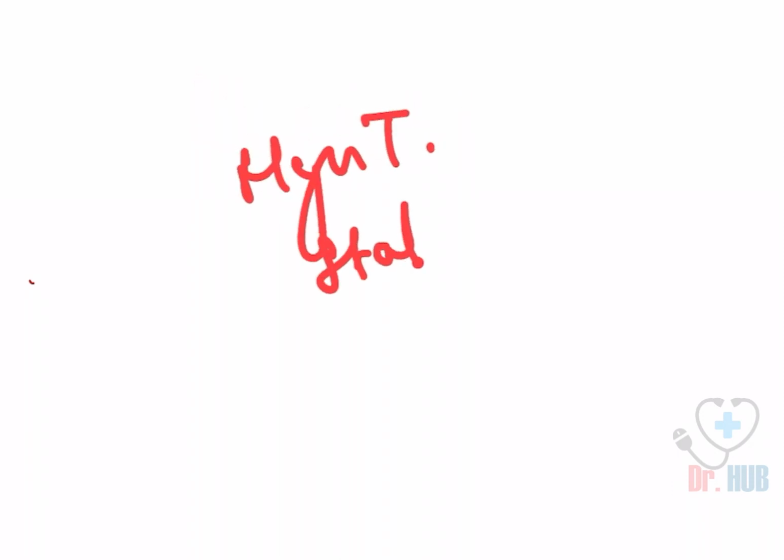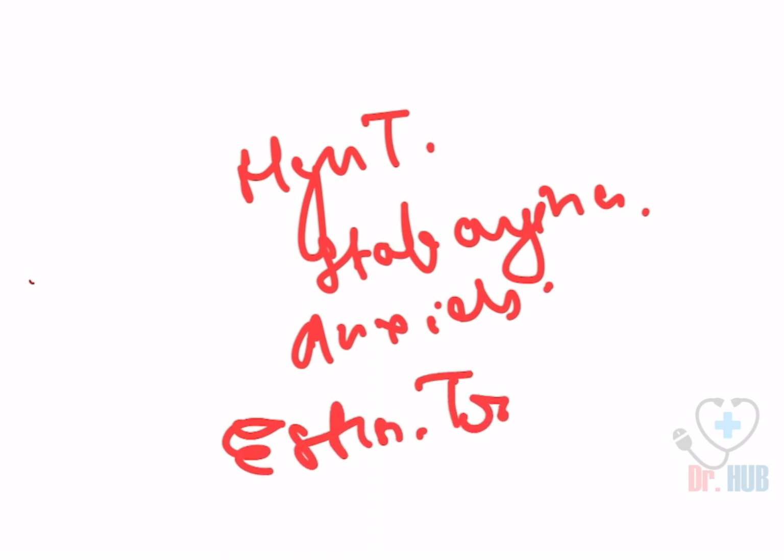Next we look at migraine. In case of migraine, hyperthyroidism, stable angina, anxiety, as well as essential tremors, the drug of choice is the beta blockers.